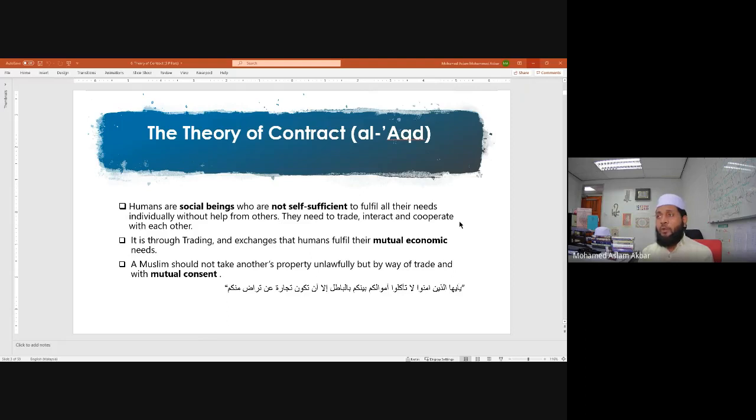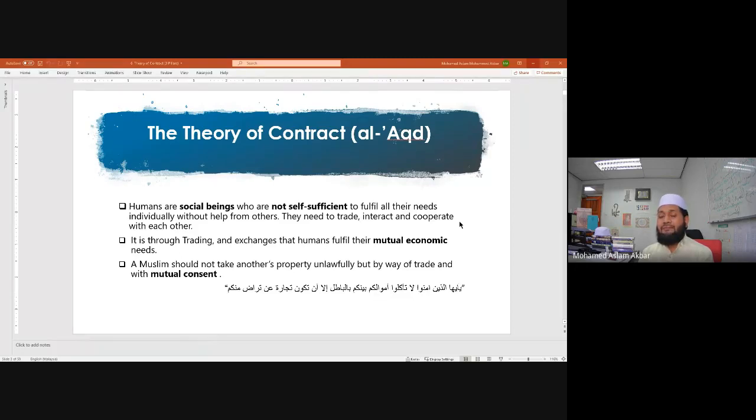There is no single human being who is actually self-sufficient. We are not self-sufficient, so we always need someone to fulfill our needs. Without other people's help, we cannot do that. That's the reason why we call this trade. So I have money, you have the product. The seller needs your money, and the buyer needs his product.